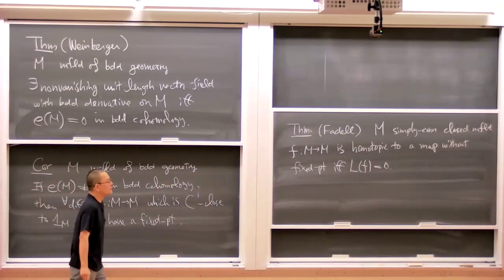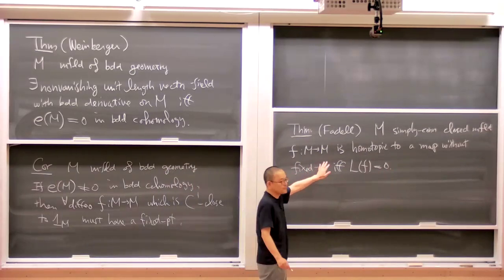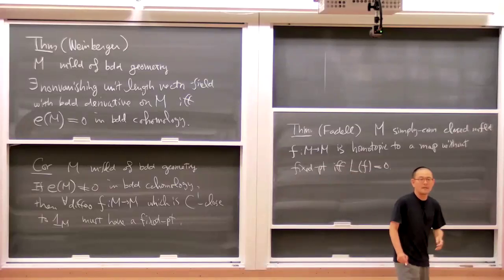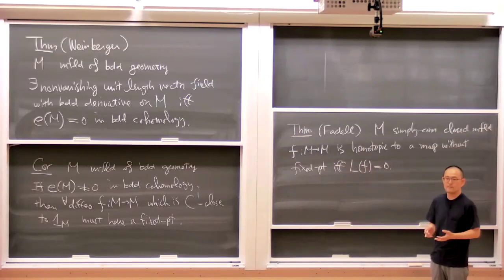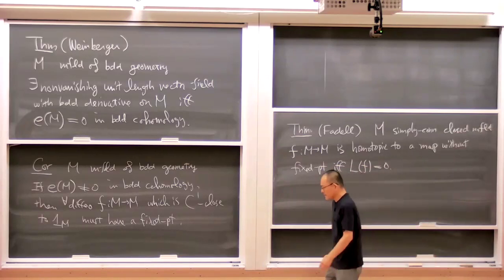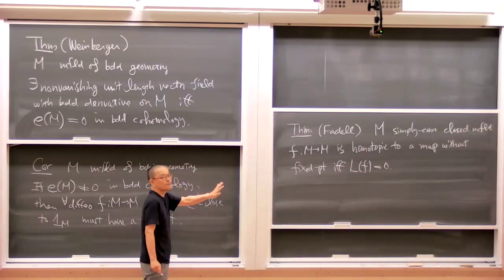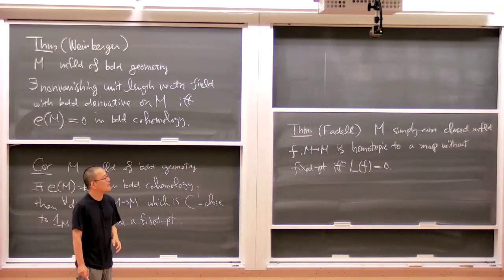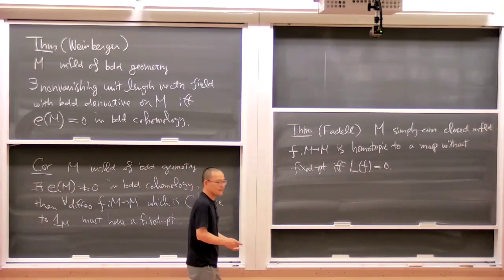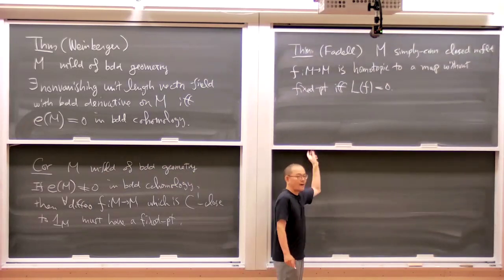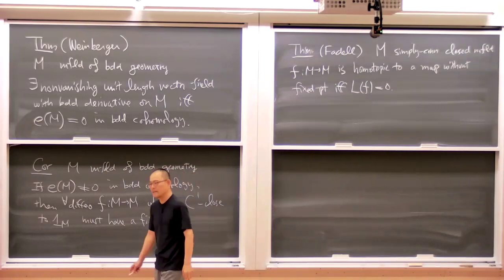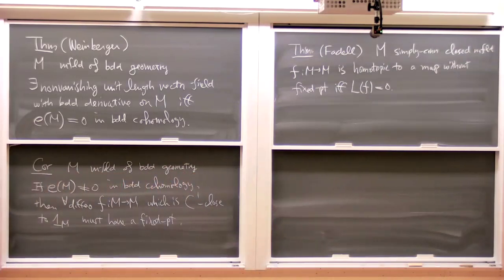He proved this fixed point theorem by redefining the Lefschetz number in terms of a certain obstruction class. Basically, I'm going to follow his proof. We are going to build up obstruction theory for non-compact manifolds and define a sort of Lefschetz number for a self-map of a non-compact manifold.